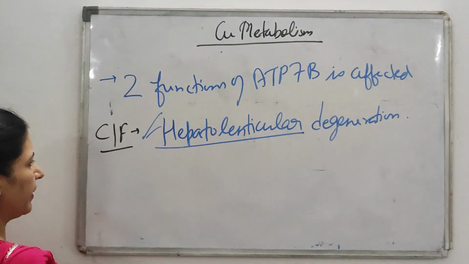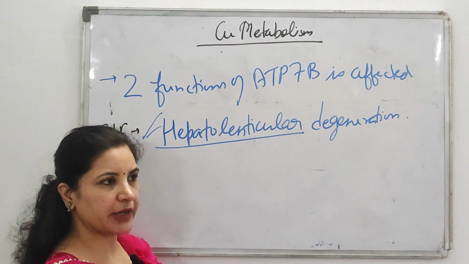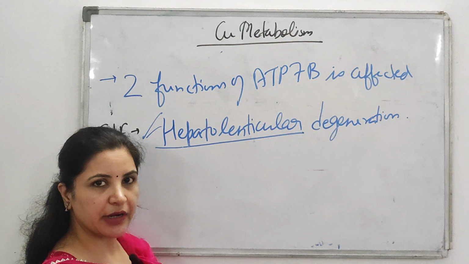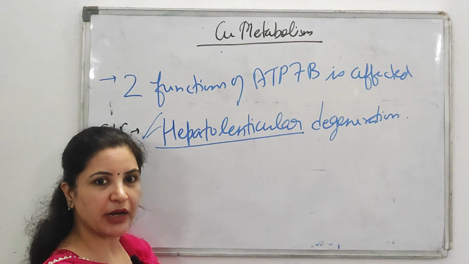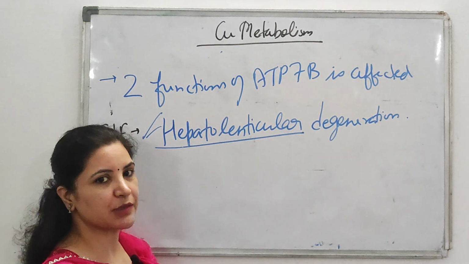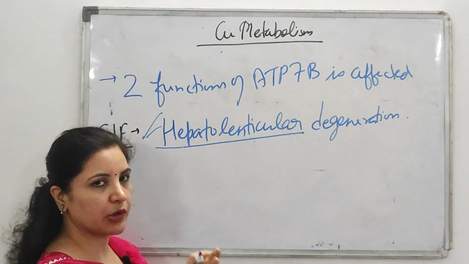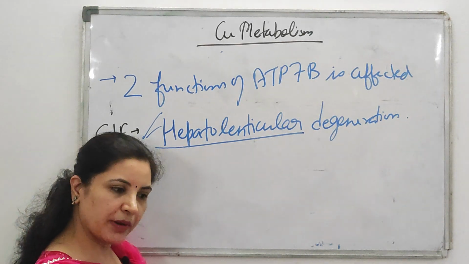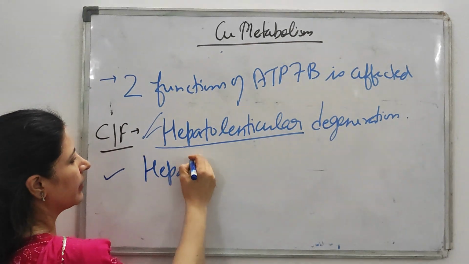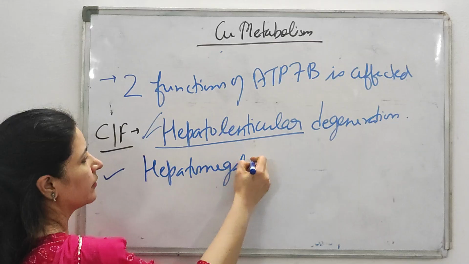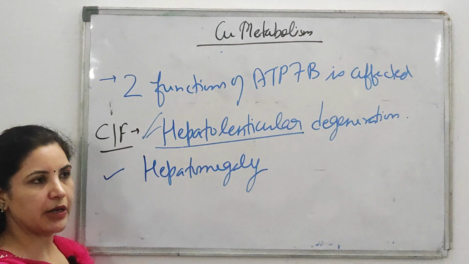Alright. So now what are the clinical features? If copper is not incorporated in the form of ceruloplasmin and copper is not excreted into bile, then what will happen? There is excess copper. Because it's not going outside the body into the bile and it is not incorporated, the excess copper will get deposited into your liver. So when excess copper gets deposited into your liver, what will it cause? It will cause hepatomegaly. Understand? So why is hepatomegaly there? Because excess copper gets deposited into the liver.